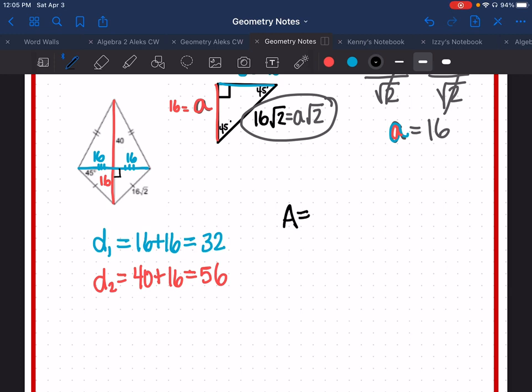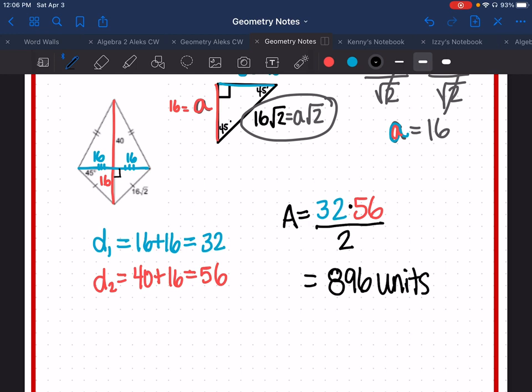which is D1, 32, times D2, 56, divided by 2. All right, there we go. 32 times 56 divided by 2. I put that into my calculator and I get 896 units squared.